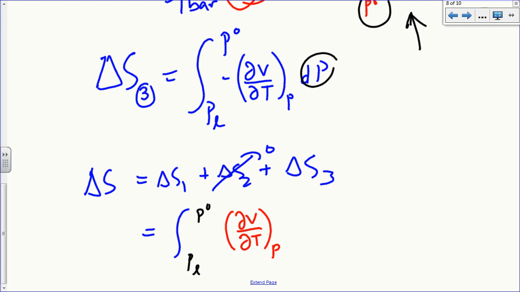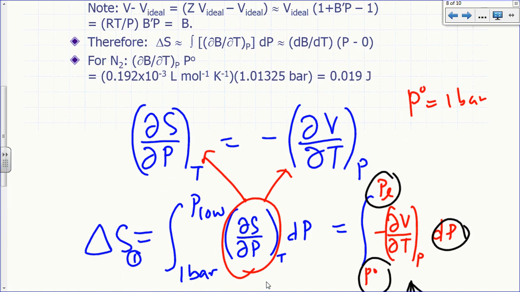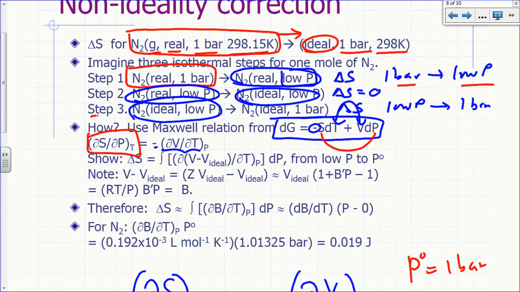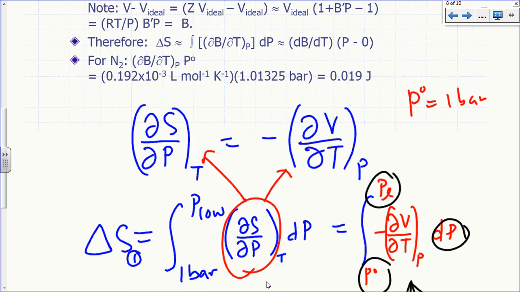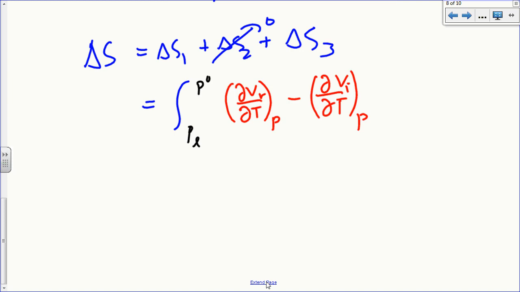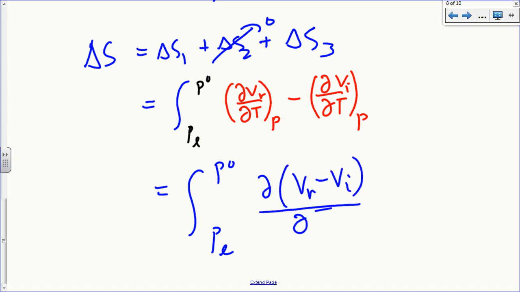at constant P, this is for the real gas, I'm going to put an R there, minus partial derivative of V with respect to T at constant pressure, this is for an ideal gas, I'm going to put an I for that one. In step three, we're dealing with an ideal gas, okay? In step one, we're dealing with a real gas. So what would this give me? Integral from P low to P naught, partial of V real minus V ideal with respect to T at constant pressure, dP.